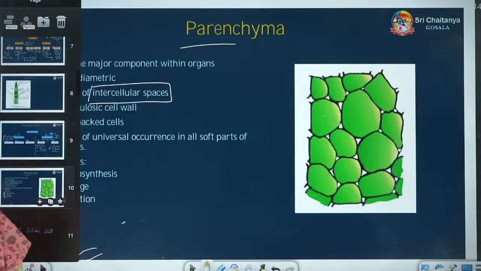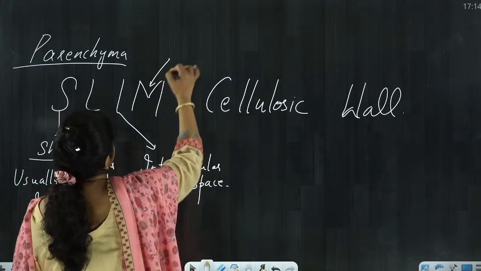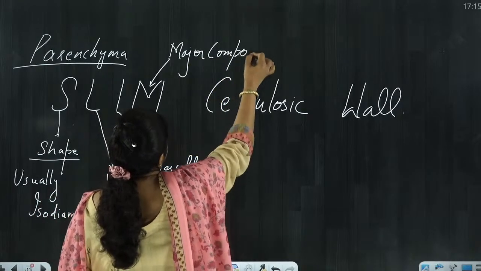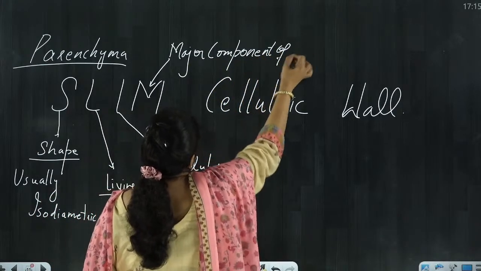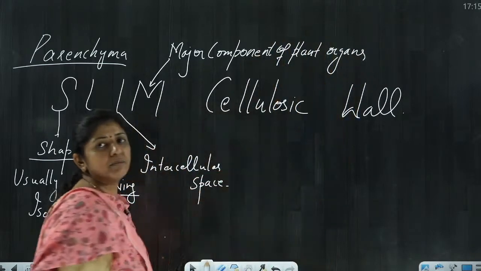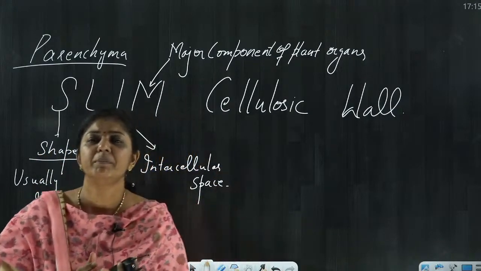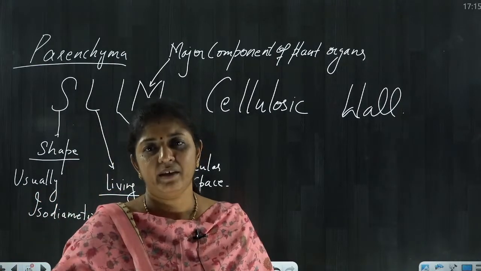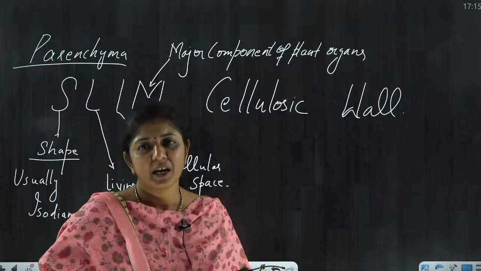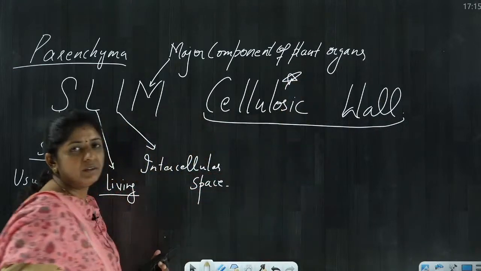Now see the next one we are discussing here. So here C and M stand for what? This is a major component of plant organs. It means plant organs are majorly formed of parenchyma. Most of the organs of the plant must have parenchyma there. So it is a major component of the plant organs. And which wall is it made up of? Cellulosic cell wall. Are you getting that?